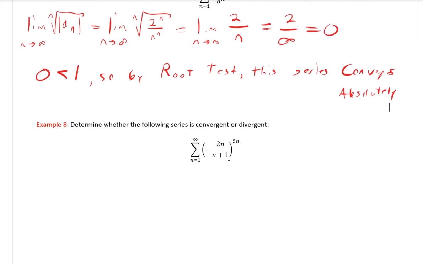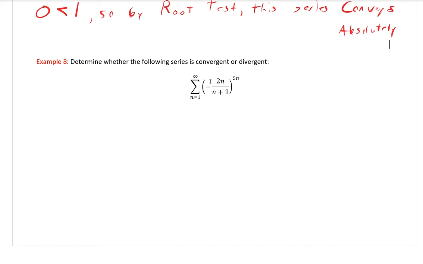Lastly, number 8, the sum of negative quantity 2 to 2n over n plus 1 to the 5n. We don't have a full power of n, but we have some amounts of it. That's still a good hint of the root test, so let's try that. Limit as n approaches infinity of the nth root of the absolute value of a sub n. Notice we don't even need to compare multiple versions of this, just the original. That's also why the root test is a little bit nicer sometimes.